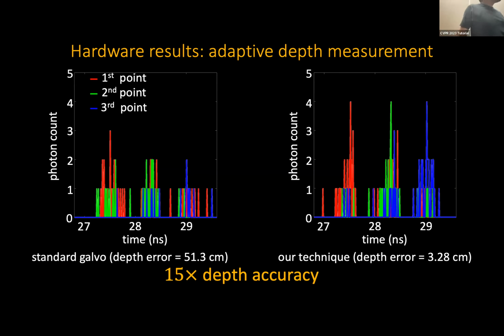In the specific case, I took 3 points and scanned these 3 points adaptively using both Galvo and our technique. The Galvo was scanning the first point, very slowly going to the next point, and very slowly going to the next point. In between, it is losing a lot of light to unnecessary regions. Whereas our technique scans the first point, and before the second pulse of the laser gets fired, it goes to the second point and scans it. That fast it scans. Because of this high speed, we got 15 times higher depth accuracy compared to the Galvos.